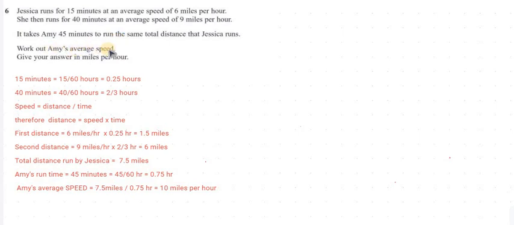Now to find Amy's average speed, we have to do distance divided by time, but Amy's time is in minutes. We need it in hours. 45 minutes is 45/60 hours, which is 0.75 hours. So Amy's average speed is 7.5 miles divided by 0.75 hours, which is 10 miles per hour. Okay?